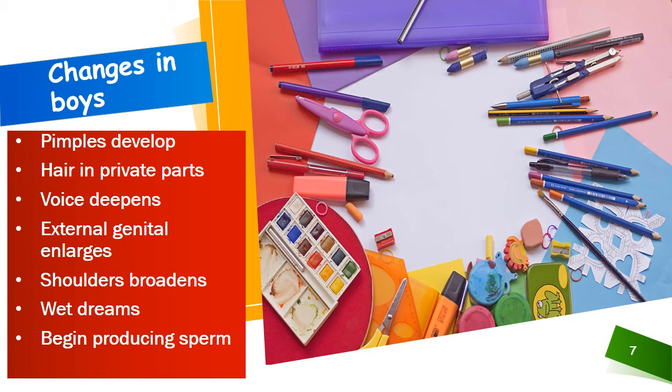Then the last one is that they'll begin producing sperm. Okay, so this is a stage where a boy can impregnate a woman. So these are just some of the changes that occur in boys. What I've given you is just a skeleton of the changes. You can add more meat to what I've given you.